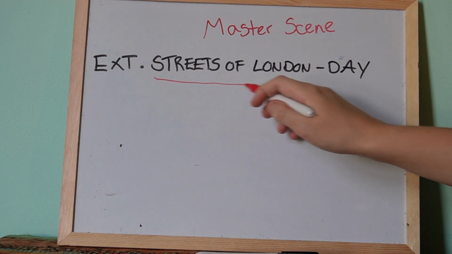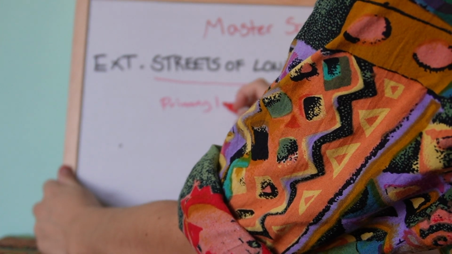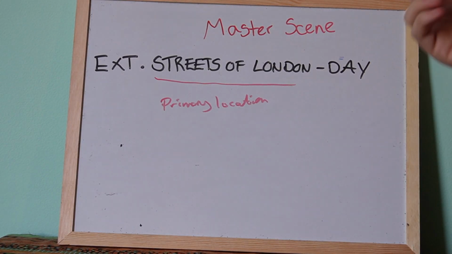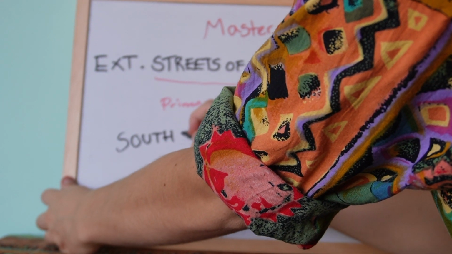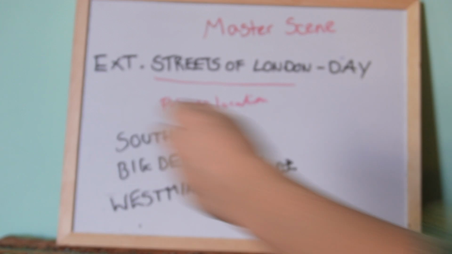For example, if we had a chase through London, let's say, we would use the streets of London as our primary location, as our master scene heading, and then the secondaries would be things like South Bank, Big Ben, Westminster Bridge, etc, etc. The moment the chase scene either comes to an end, or say the chase moves out of London, then that's when a new master scene heading is needed, because we've changed primary location. We're not in London anymore, and therefore we can't write within that master scene anymore because it's ended. So I hope that made some sort of sense.